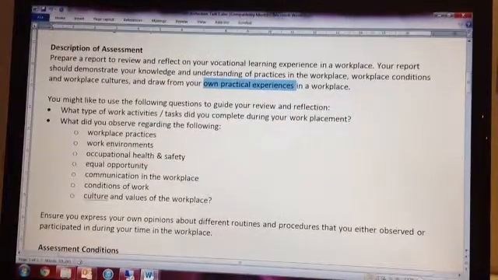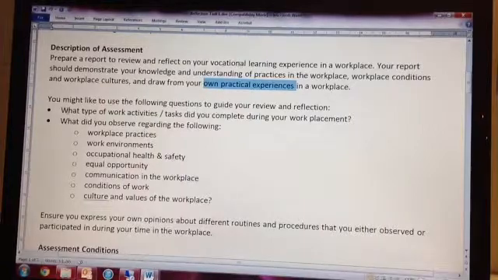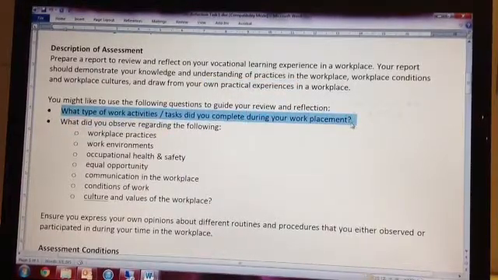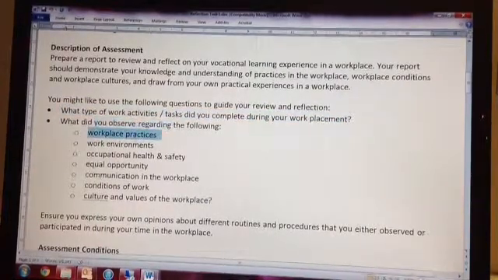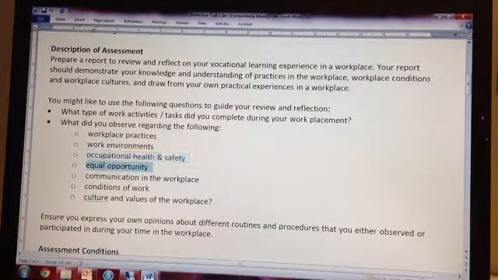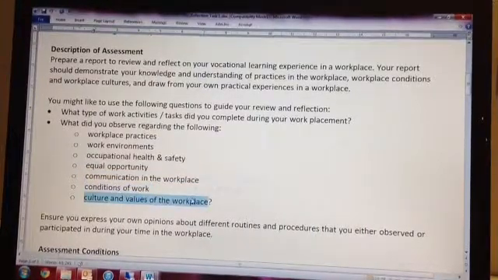Okay, these questions, you should cover these and maybe have some headings to help you focus on them. What type of work activities did you complete during your work placement? What did you observe regarding the workplace practices, the environment, OC health and safety, equal opportunity, communication, the conditions of work, culture and values of the workplace?